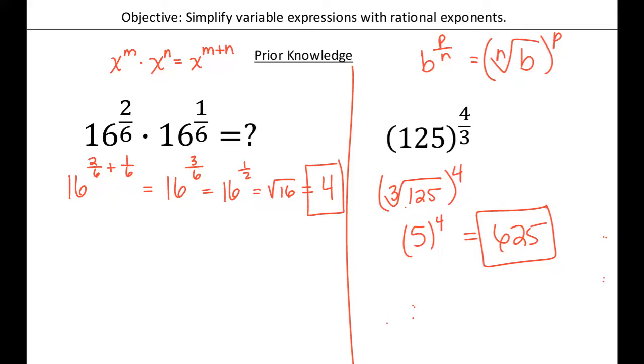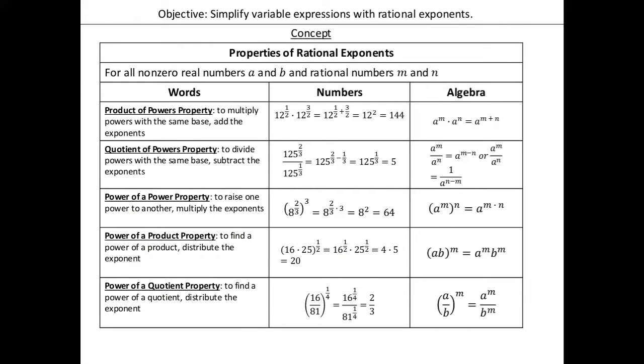Okay. All right. So we'll see this later today in our lesson. I just wanted to kind of, it's not really prior knowledge. I don't think we ever went over this with you guys, but let's go over all of our exponent rules.